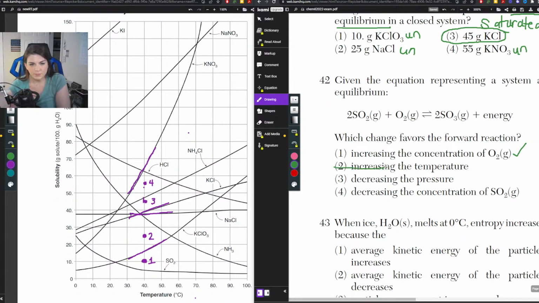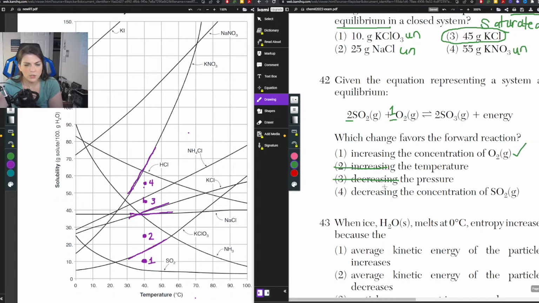Decreasing the pressure. Pressure's a little bit weird because it is based on the number of moles of gas, and it'll only work if the system is all gas. If we decrease the pressure, the reaction is going to shift to the side with more moles of gas to get that comfortable pressure back. So in this case, that would shift us over to the left, because here we have 2 moles of gas and 1 mole of gas. Nothing written there, but it's a 1.